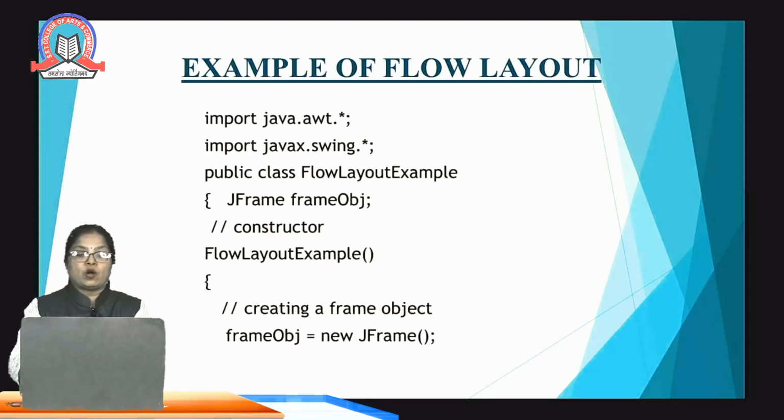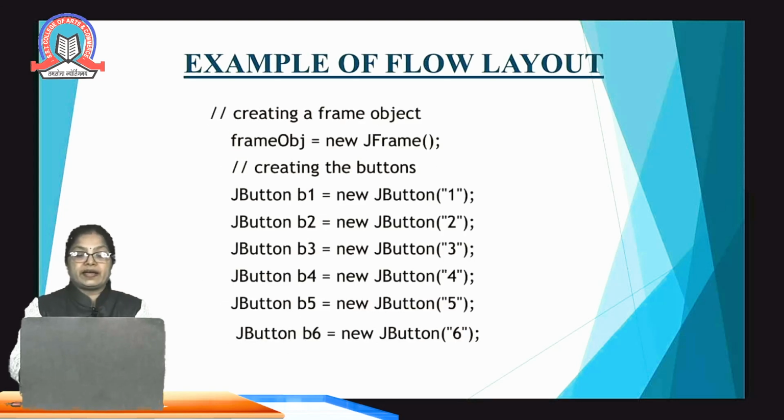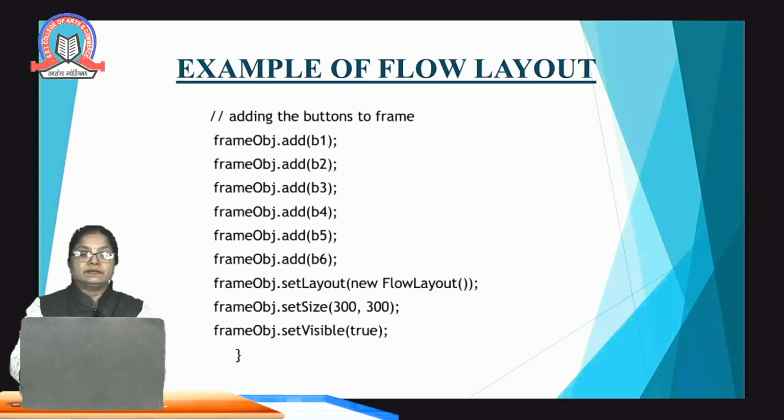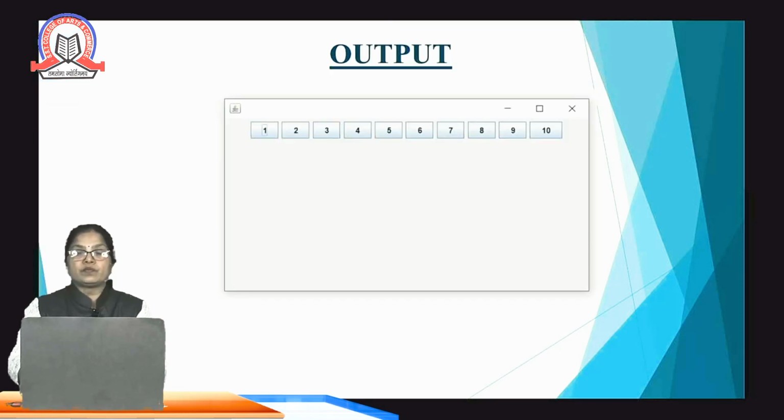And this is the example of flow layout. So in this example, we are using the default constructor and we are creating 6 buttons. You can see JButton b1 equal to new JButton("1"). These are the titles for the buttons 1, 2, 3, 4, 5, 6. So like this, we are creating 6 buttons, and then after creating, we have to add all these buttons into the frame. And this is the output of the flow layout example.